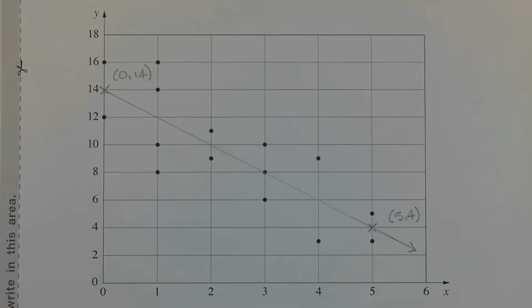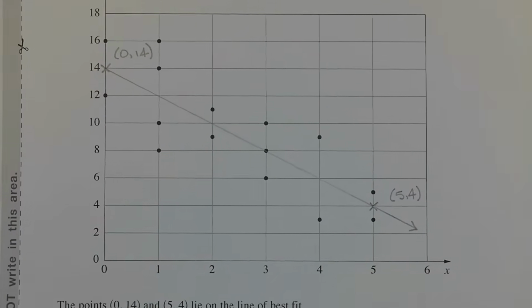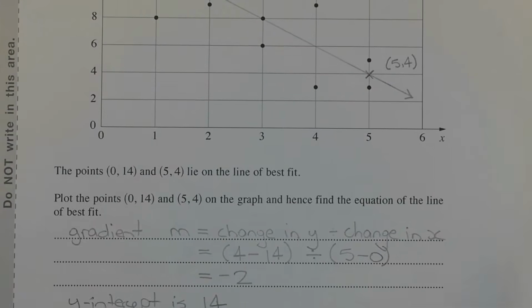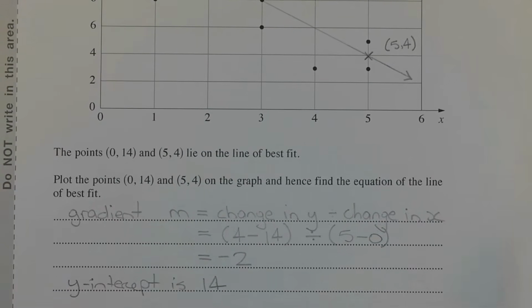But in order to find the equation of the line of best fit, we need to determine or calculate the gradient of that line first. Then we'll combine it with the y-intercept, which we know is 14, and together we can then find the equation of the line in gradient intercept form, that is in the form y equals mx plus c.